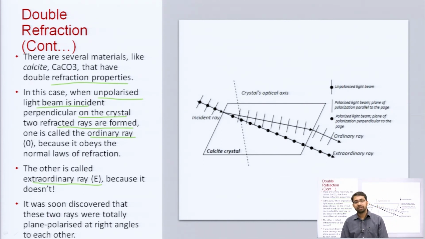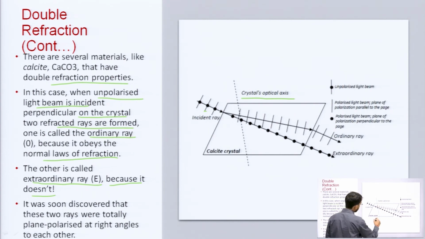The ordinary ray is the ray that follows Snell's law, that is why it is called the ordinary ray. But the other ray does not follow Snell's law. That is why the name extraordinary ray, E ray, is given. The ordinary ray obeys the normal laws of refraction, or Snell's law, and the other ray does not follow Snell's law. So, as in this diagram we can see a light ray is coming on this surface.